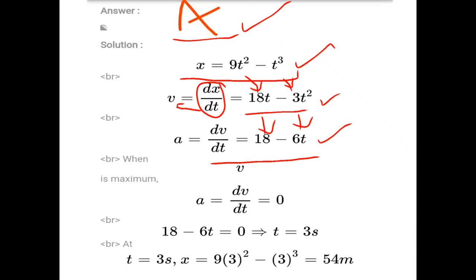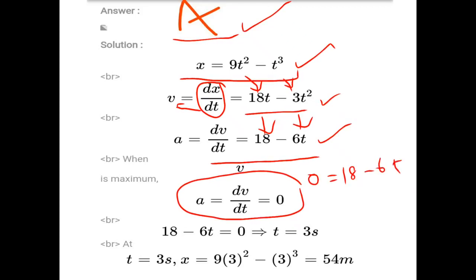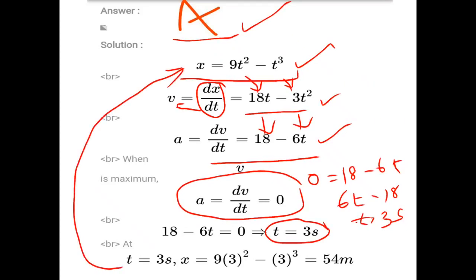Here a is equal to dv by dt is equal to 0. So if you substitute, 0 is equal to 18 minus 6t, you will get 6t is equal to 18. So t is equal to 3 seconds. This t is equal to 3 seconds may be substituted in the first formula given in the problem. If you substitute it, you will get 54 meter. It is the correct answer.